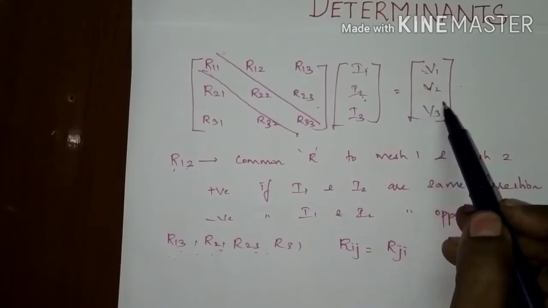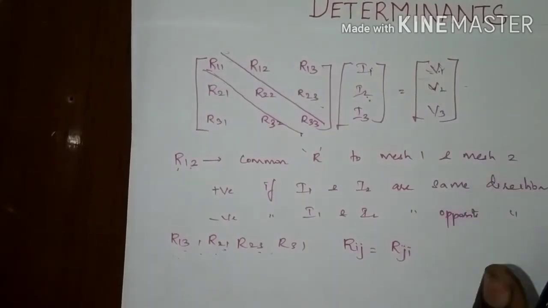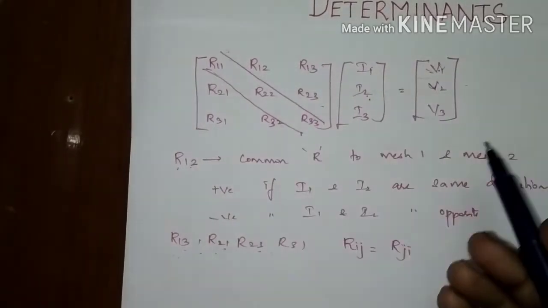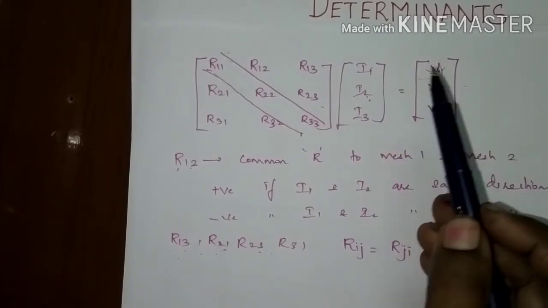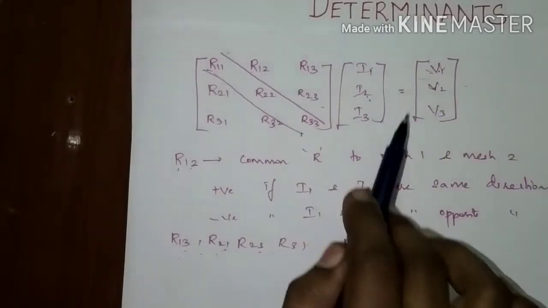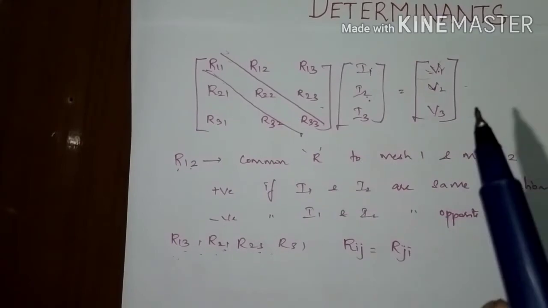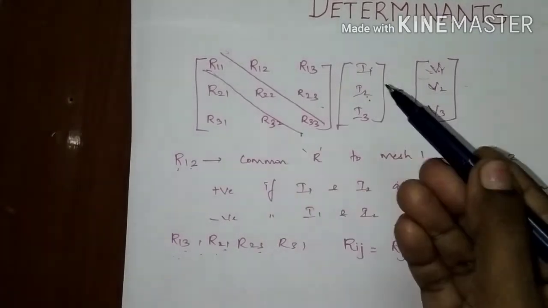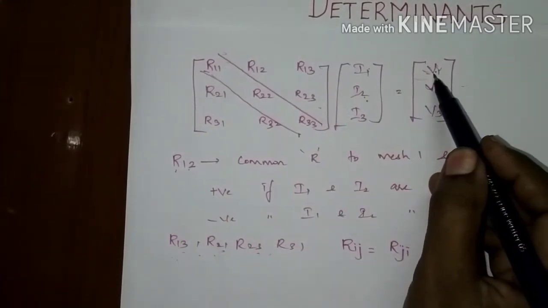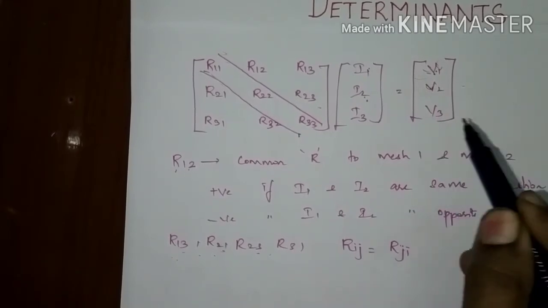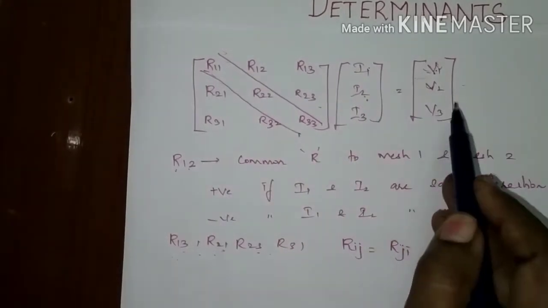The voltage is counted as positive if the source drives the mesh current. The voltage is negative if that voltage is not driving the mesh current. If the voltage present in the mesh drives the mesh current, then the voltage is positive. If it does not drive the mesh current, then the voltage is negative.